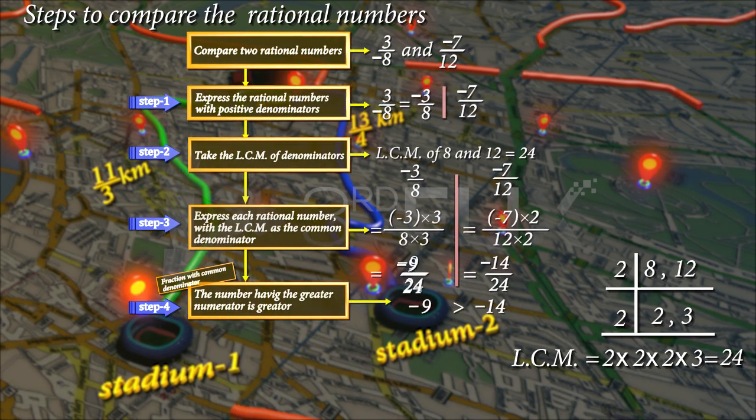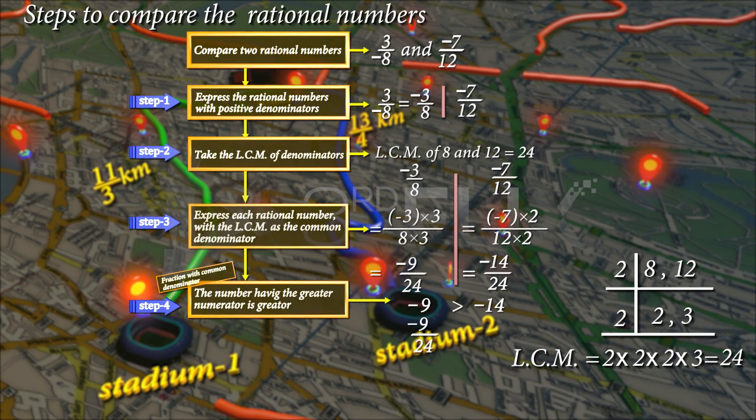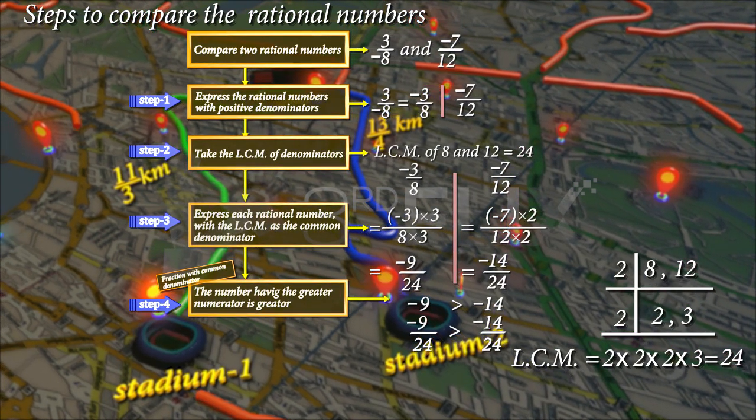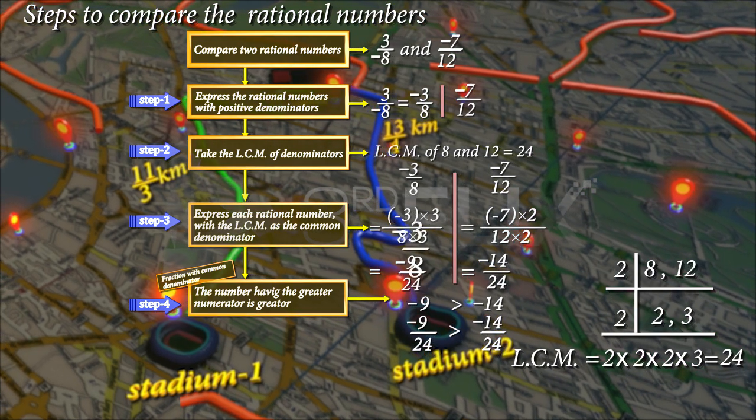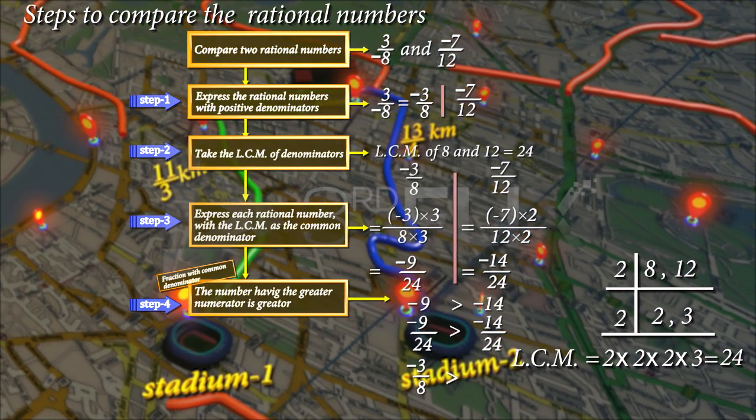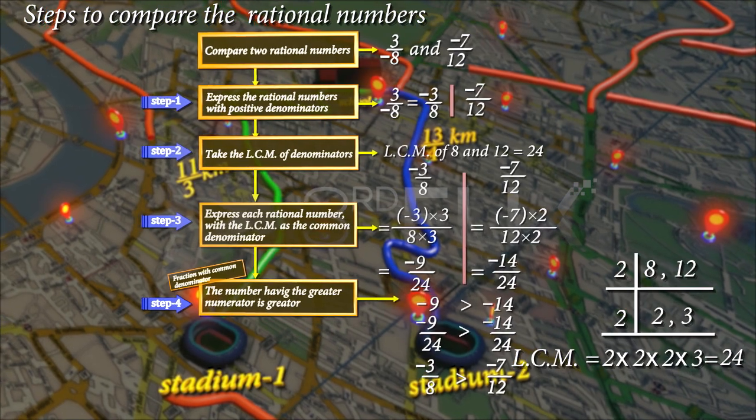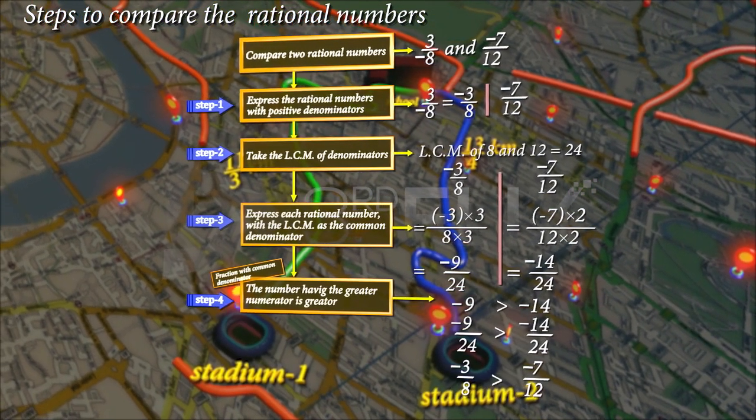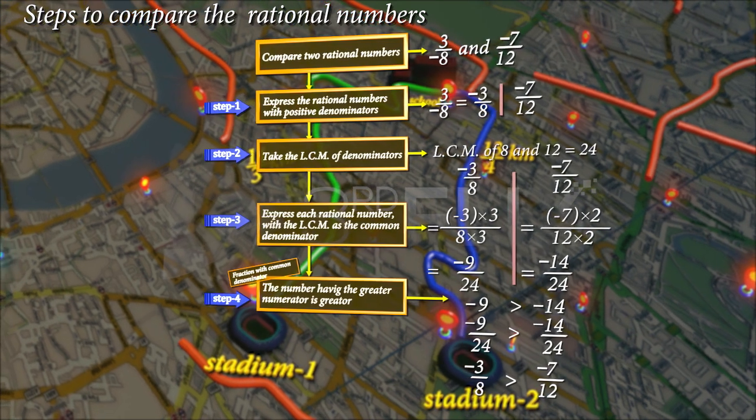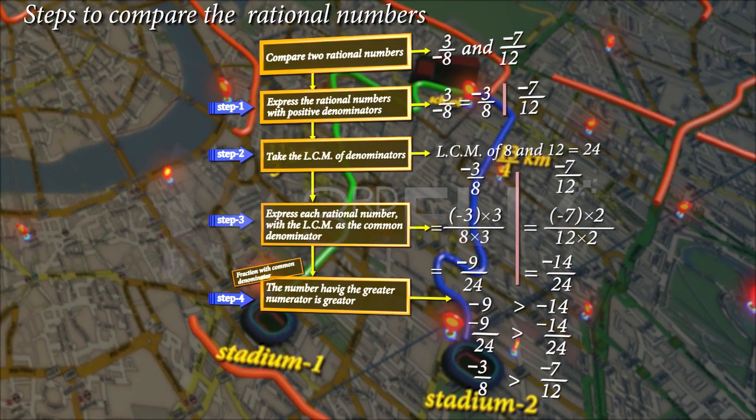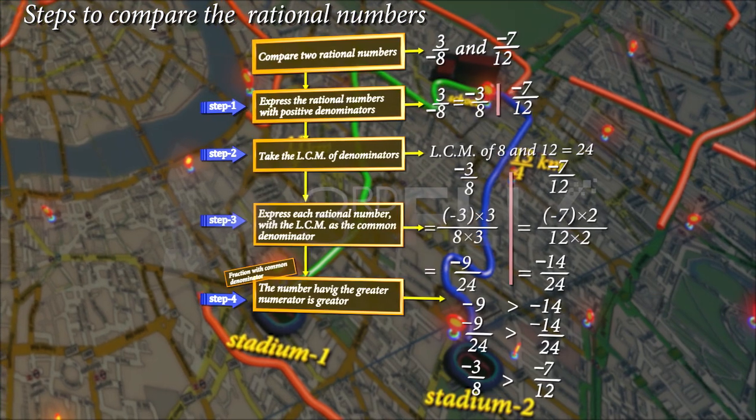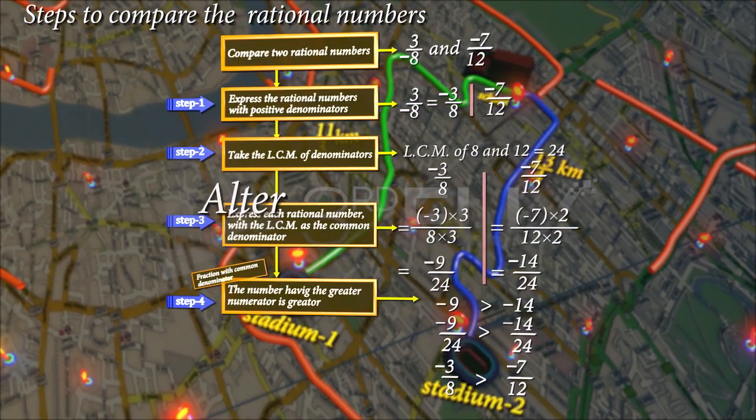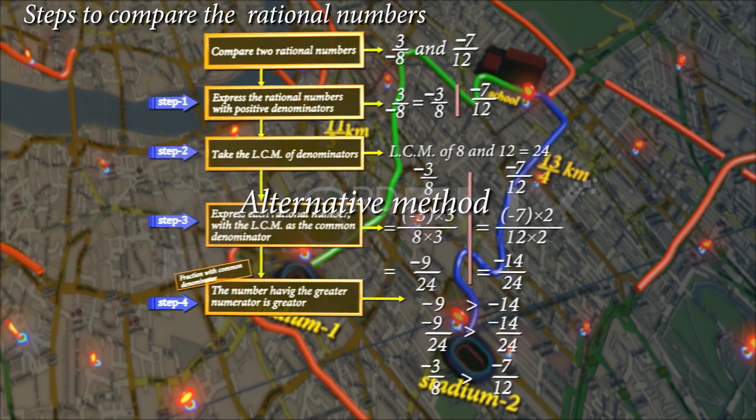So, -9/24 is greater than -14/24. Therefore, -3/8 is greater than -7/12. From the above, we observe that converting each of the given rational numbers with common denominator is somewhat lengthy and involves more calculations. So, to avoid this, we use an alternate shortcut method.